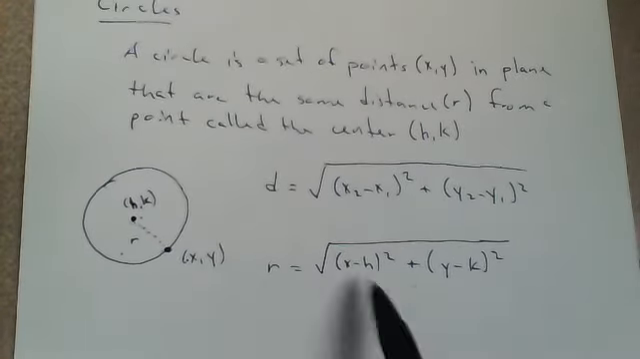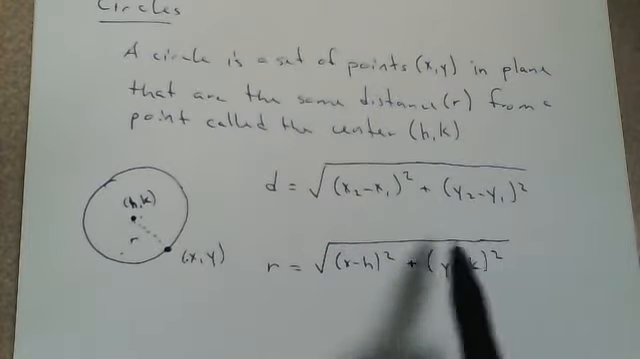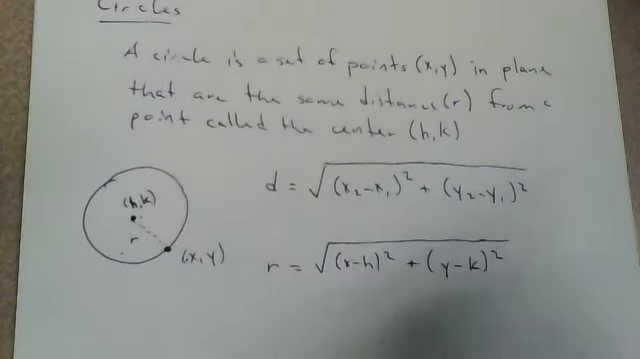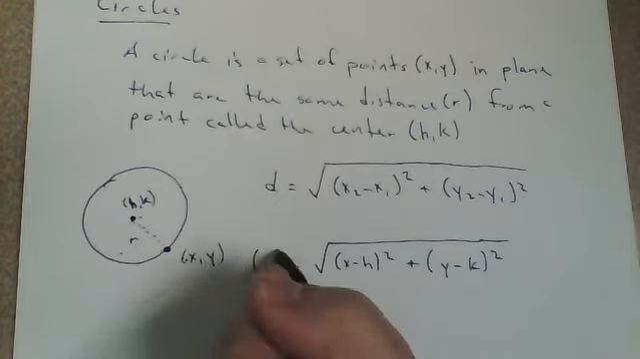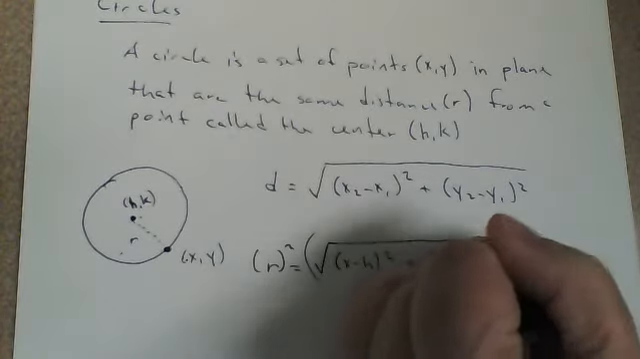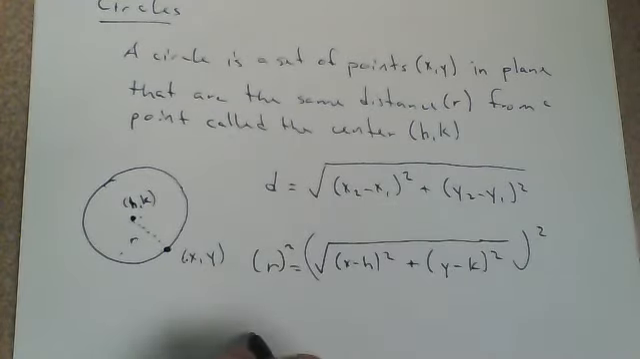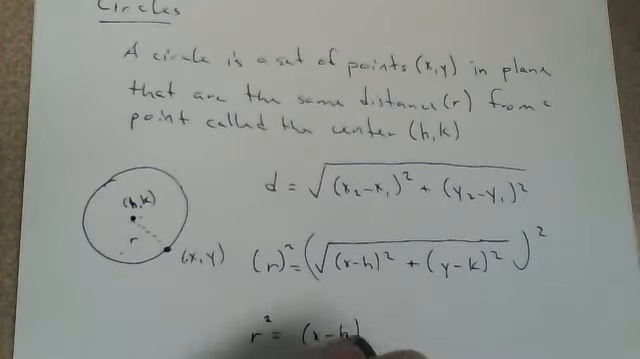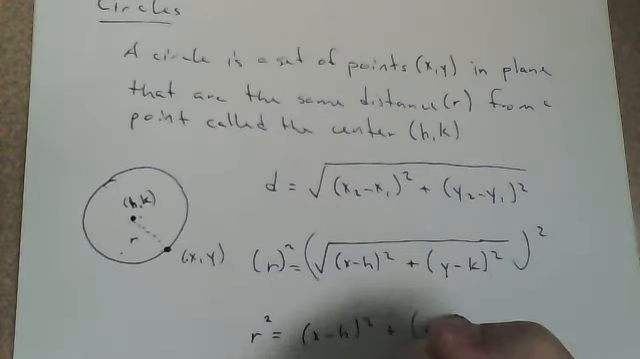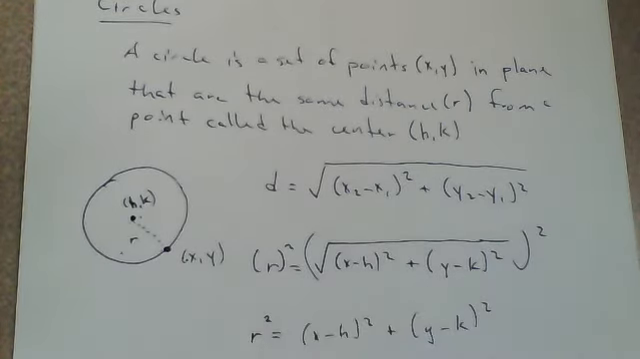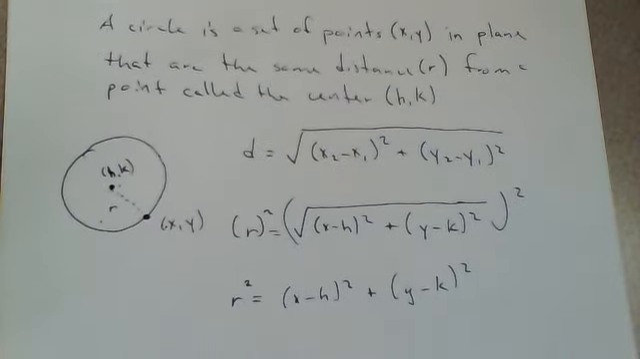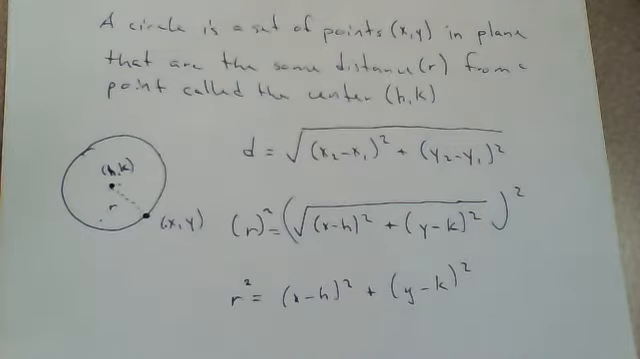So if I want to get rid of this square root sign, I would have to square both sides, right? I would have to square R, and I would have to square this, and I would get that R squared equals x minus h squared plus y minus k squared. And that is the equation of a circle. That is the standard equation of the circle.